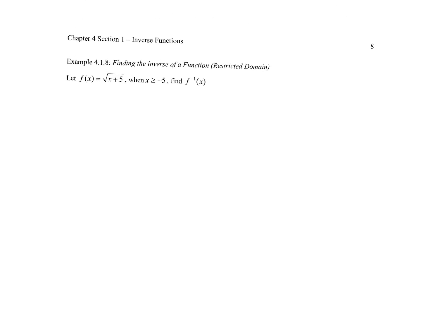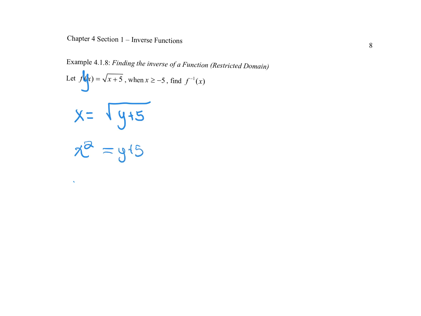Okay, last problem. It says that I want to find the inverse with a restricted domain. So rules don't change, same procedure. Call this y. x equals the square root of y plus 5. And then we square both sides. So x squared equals y plus 5. And then we're going to subtract the 5 over. x squared minus 5 equals y, which we're going to write as f inverse of x equals x squared minus 5.